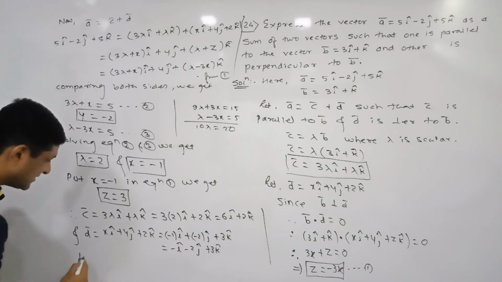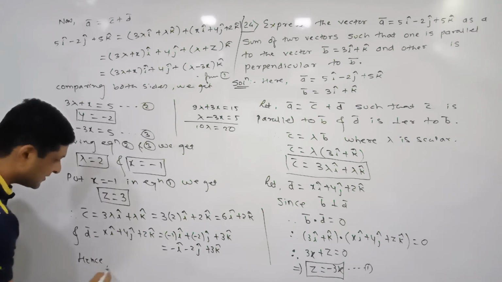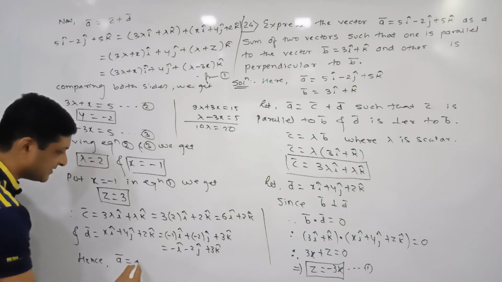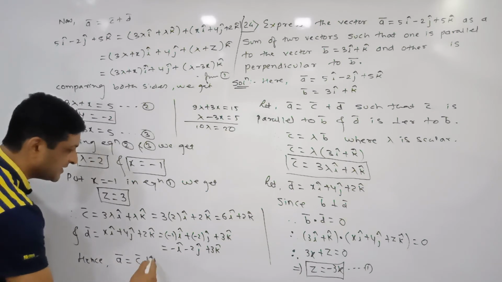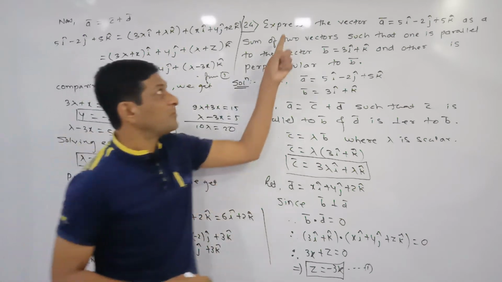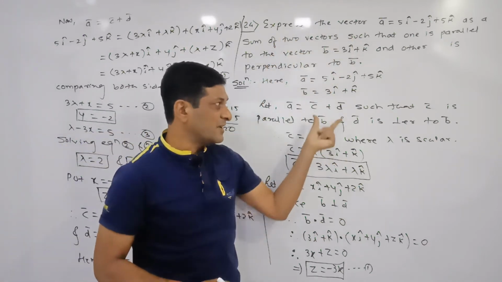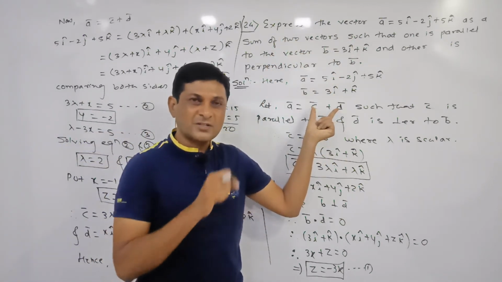So lastly write down, hence what is the question? Express A bar as sum of what? Two vectors. Which two vectors? C bar and D bar, means we have to express A bar as sum of two vectors, but these two vectors we have denoted by what? C bar and D bar.